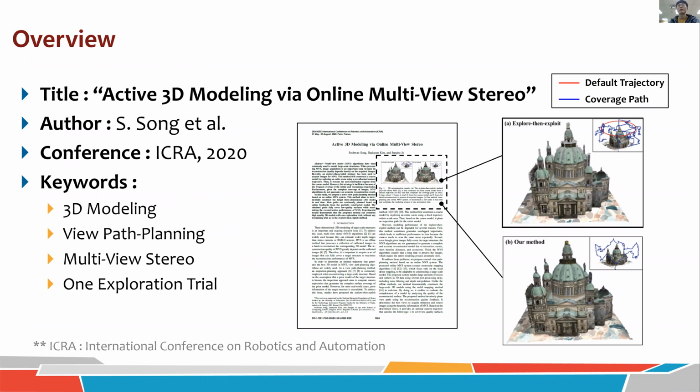The paper is titled Active 3D Modeling via Online Multi-View Stereo. It was presented at ICRA this year. This paper proposes an approach that can create accurate 3D models in real time during a single exploration. Compared to the traditional methods that often require multiple scans of the environment and reconstruct the 3D models offline, the proposed method is time efficient and it can achieve more accurate reconstruction.